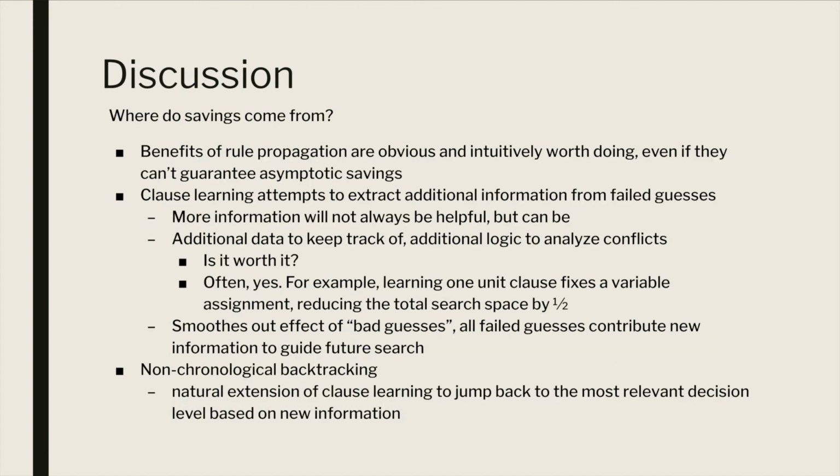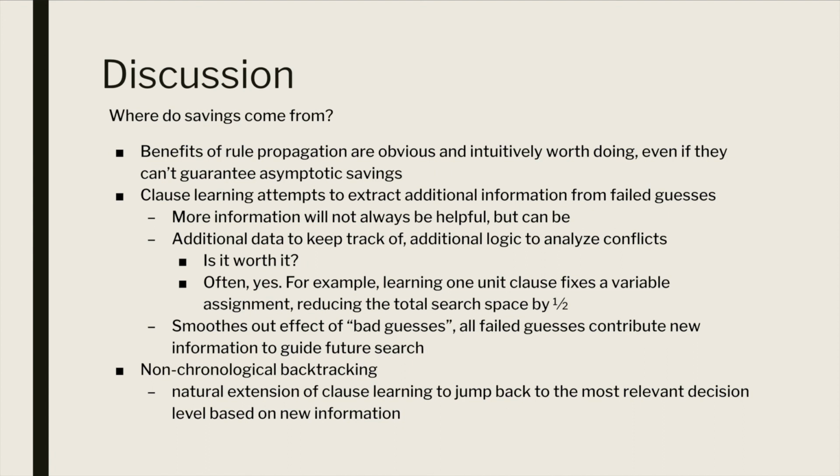So, if CDCL is NP complete, yet still manages to be an improvement over other SAT solving approaches, where do its savings come from? Well, in both DPLL and CDCL, the benefits of rule propagation are obvious and intuitively worth doing, even if they can't guarantee asymptotic savings. Specific to CDCL, clause learning attempts to extract additional information from failed guesses. More information will not always be helpful, but it can be. This comes at a cost, though.